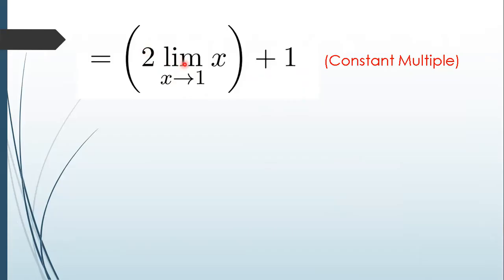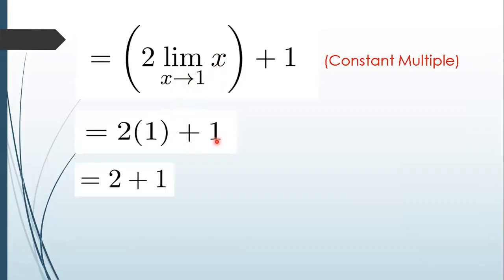We also have 2 here, so 2 times the limit of x as x approaches 1 plus 1, therefore it's equal to 2 times 1. In this case, this is 1 alone because the value of our x is 1, the limit of 1 is just 1, right, plus 1, and that's 3.